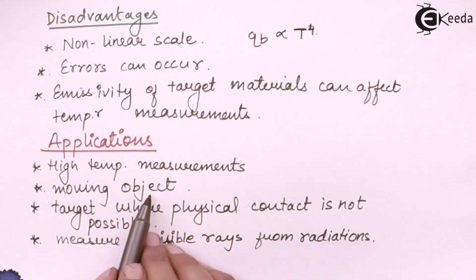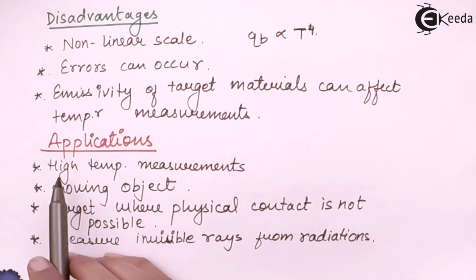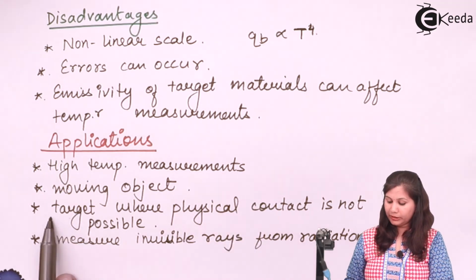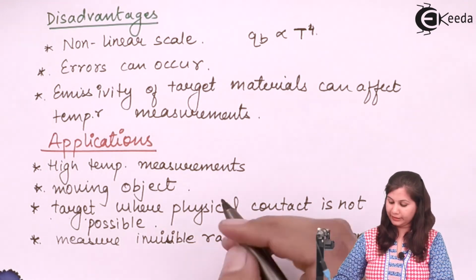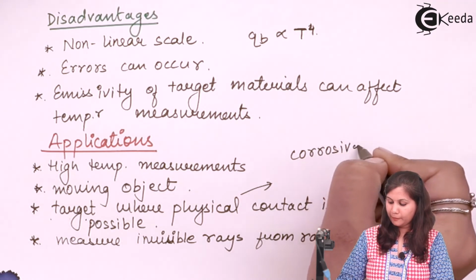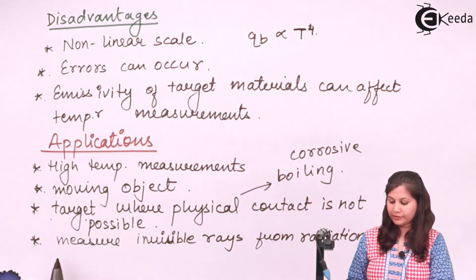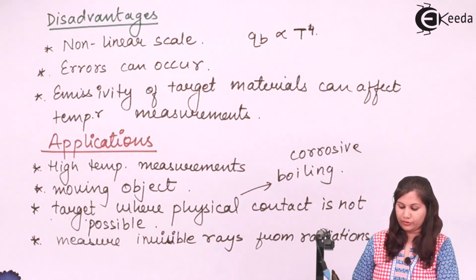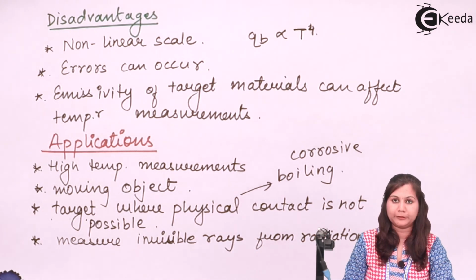So for hot moving objects which are rapidly moving, then high temperature measurements above the range of thermocouple, and temperature measurements for the target where physical contact is not possible, like the corrosive and boiling liquids and vapors. And it is also used to measure the invisible rays from the radiations. So these are the applications of the radiation pyrometer.